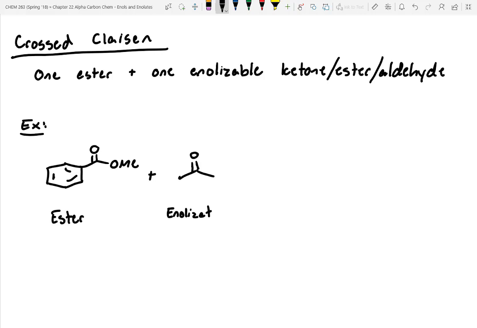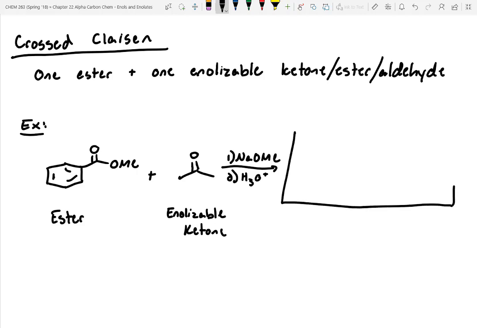Enolizable ketone. And just like before, we need to pick a base that corresponds to our ester leaving group. So this one would be sodium methoxide, followed by an acidic workup. And now we need to predict what our product would be for this cross Claisen.